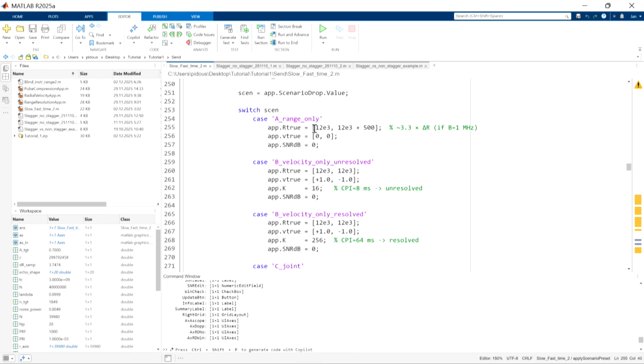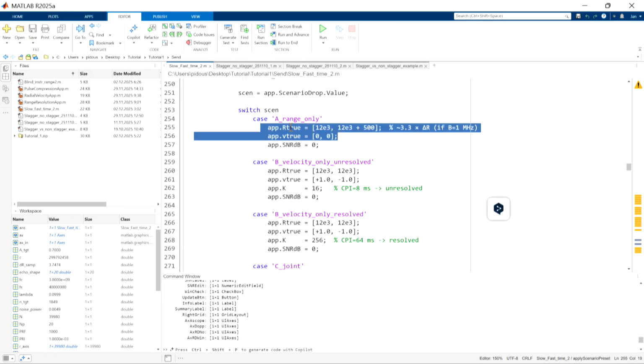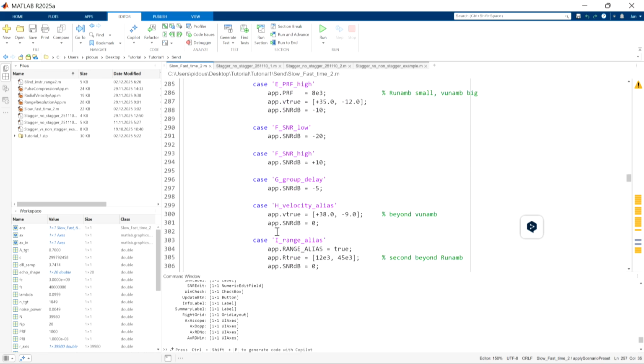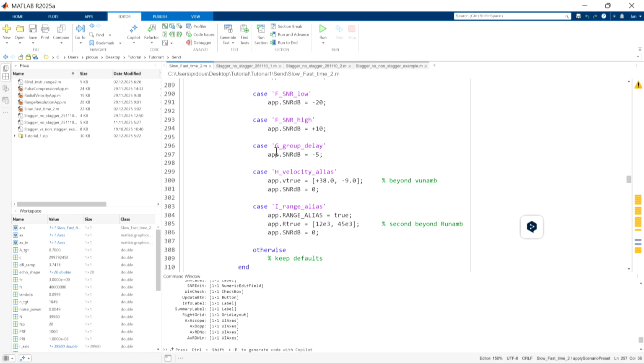It means the position of the first target and second target. Speed is 0, 0, static, and the same. And you can slowly change it. What are you changing there? You are changing range only, speed is 0, signal to noise ratio is the default 0, and so on and so on. We will pass now through all these things.